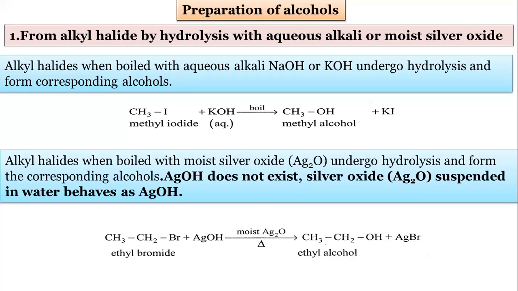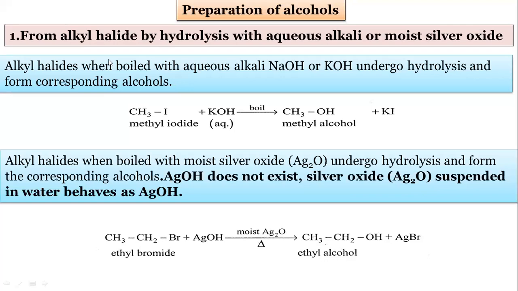In the last lecture, we started the chapter Alcohols, Phenols, and Ethers. In this chapter, we completed the nomenclature system of alcohols, phenols, and ethers and started the methods of preparation of alcohols. These two methods are already completed, but I want to revise them because many times this is asked in the board exam.